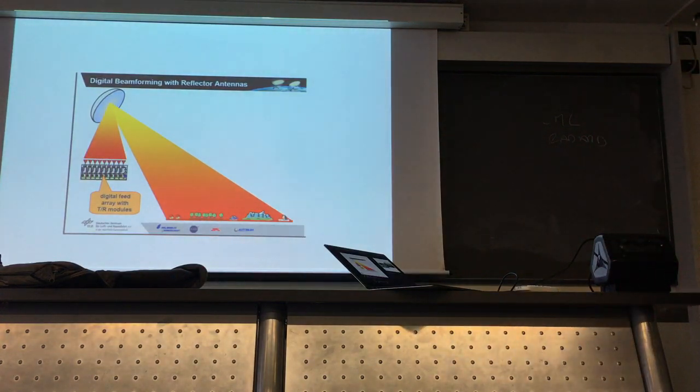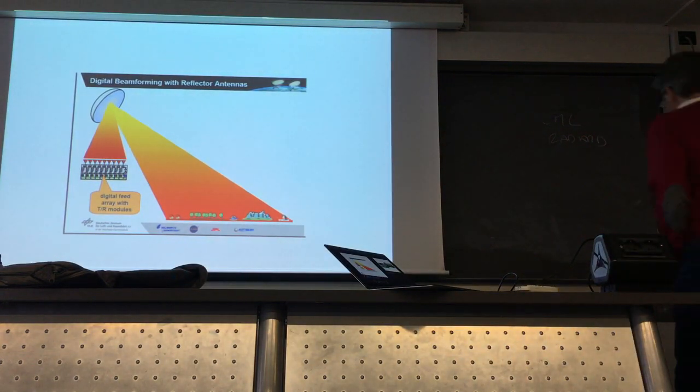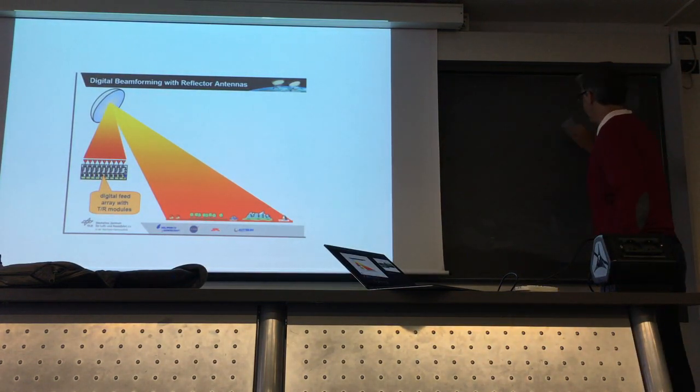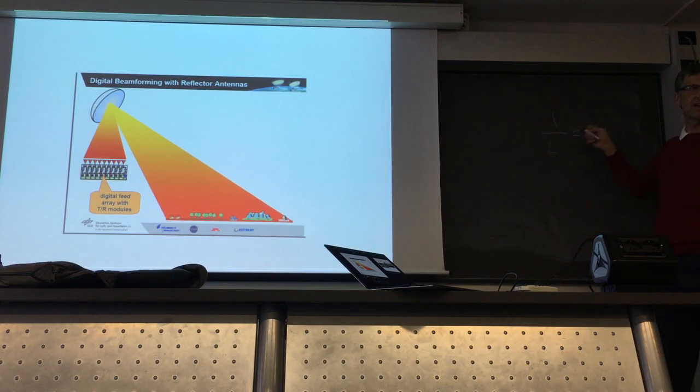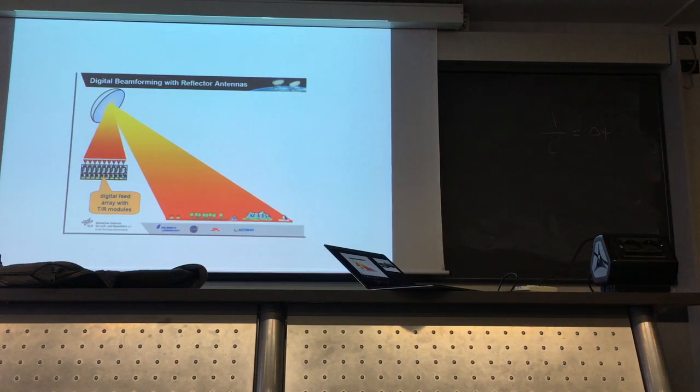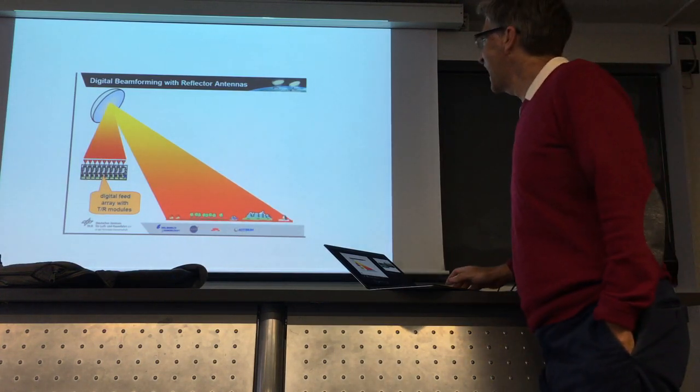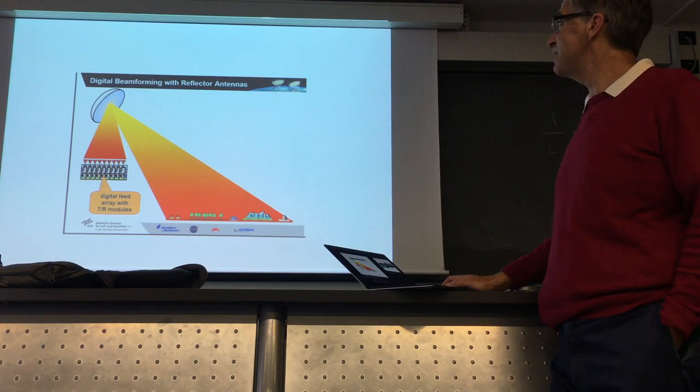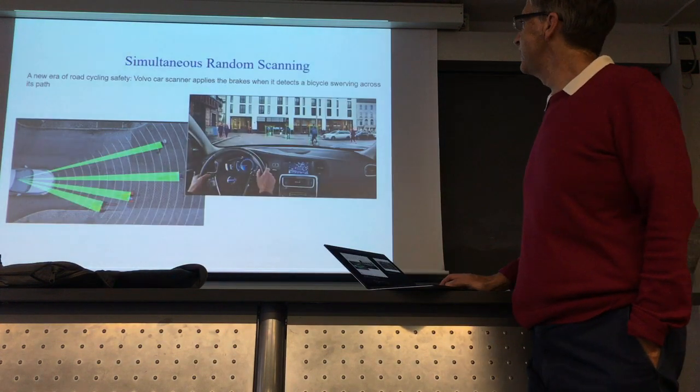The rule is always that the angular aperture, delta angle, is lambda divided by L. So if L is large, the angle is small. If L is small, this length is small and the angle is big. So this is another application of beamforming, so of array.